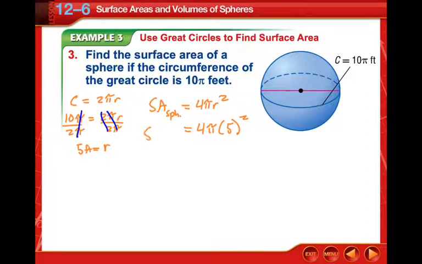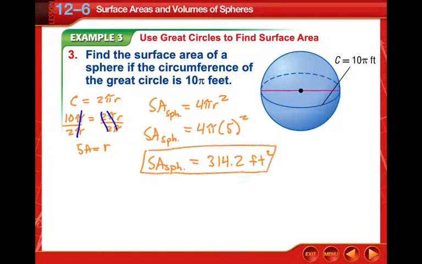We had this calculation on the last video. Different situation, but now it comes out to be the same number, 314.2, and the units are feet squared. So that's the way to do it when you work backwards to find the radius from the circumference and then find the surface area.